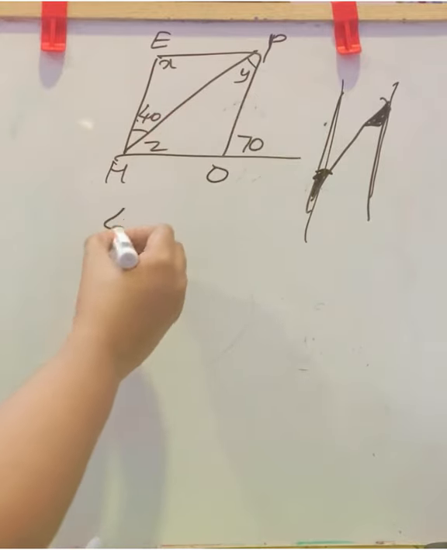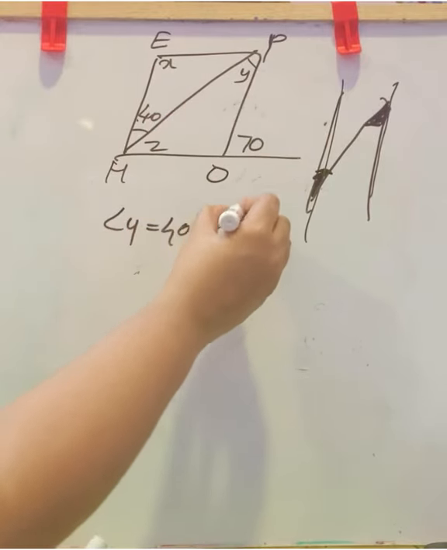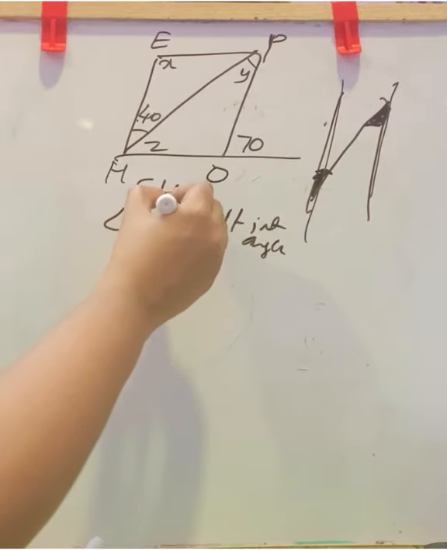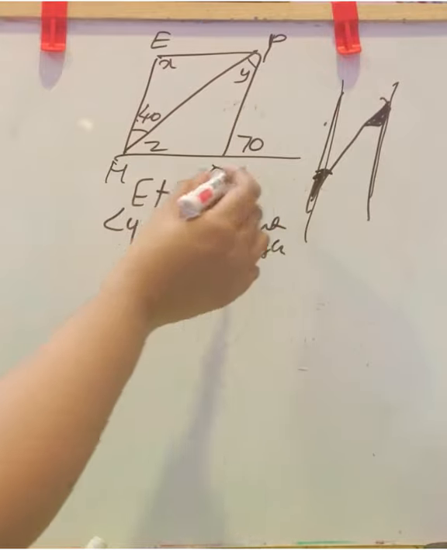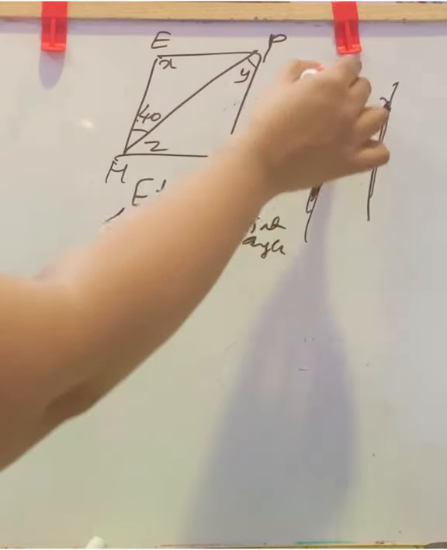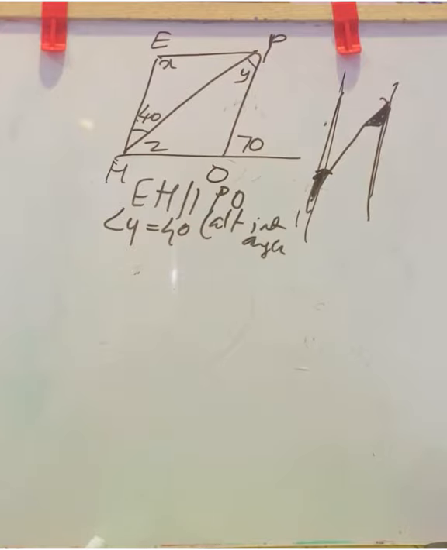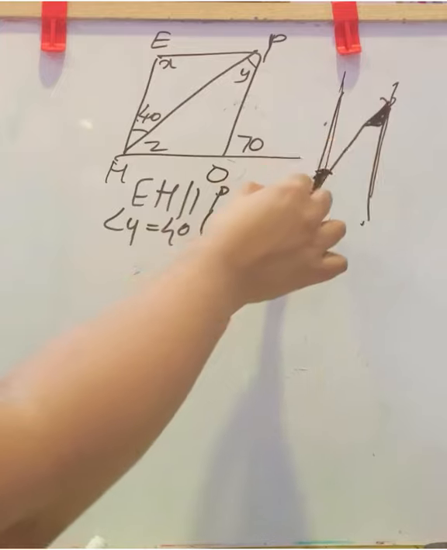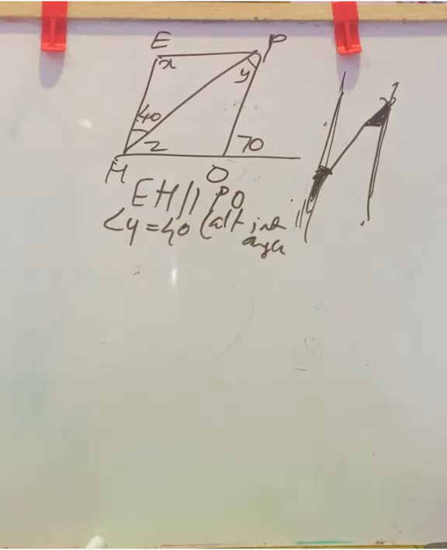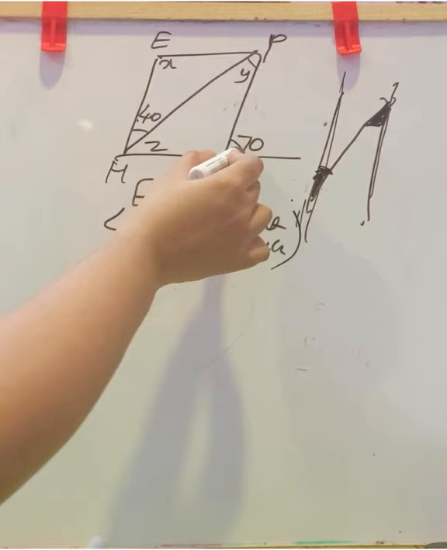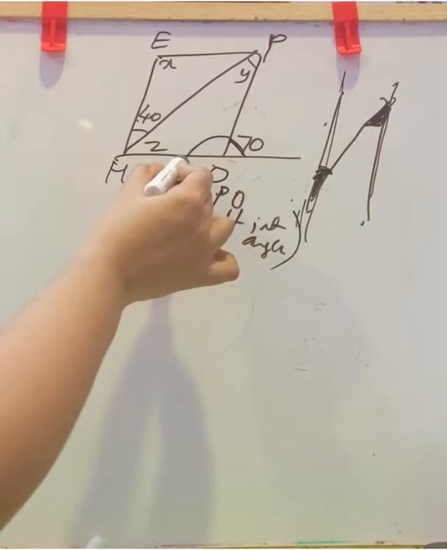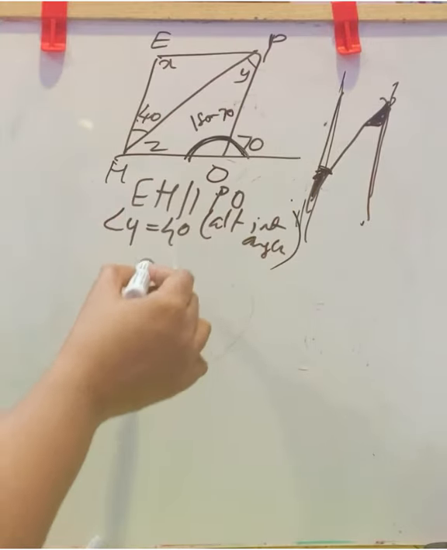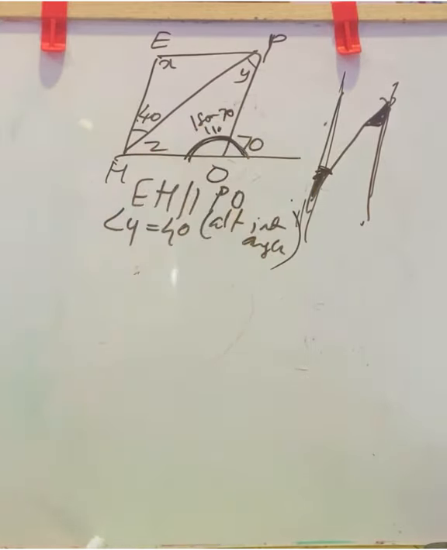So angle y is equal to 40. Reason is alternate interior angles. We are considering EH parallel to PO. Which parallel lines? Not these parallel lines. We are taking these vertical parallel lines EH and PO. Considering these two parallel lines, if a transversal is falling, these two angles are alternate interior angles. Here we have given 70 and here you can see a linear pair. So this is 180 minus 70, that is 110. Here you will get 110.